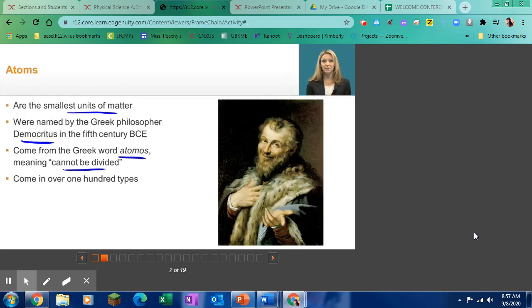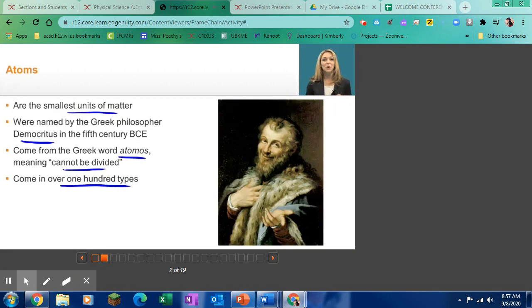Now, Greek philosophers believed that there were several different kinds of atoms, and that combining those in different ways would then form everything that we see around us. Which, they were onto something. That was partly true. They are the building blocks of everything we see around us, and there are different kinds, but there's more than just a few. There's actually over 100 types of atoms, and those combining in different ways is what forms everything around us.